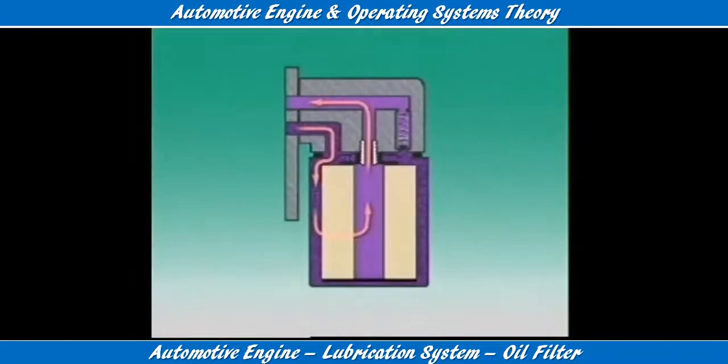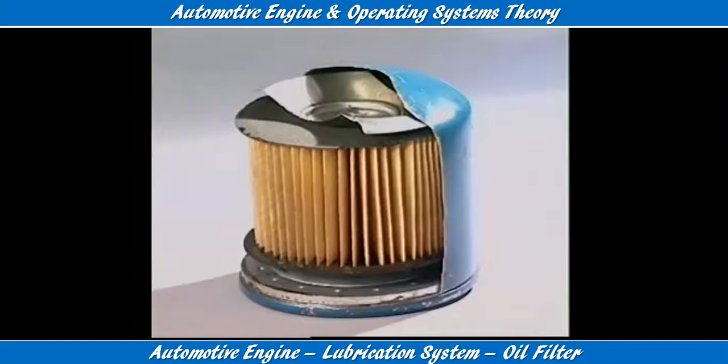Its filter uses pleated filtering paper in a metal housing to collect harmful particles. Normally, all oil goes through the filter before it gets to the engine, but if the filter clogs up, it can starve an engine of oil.